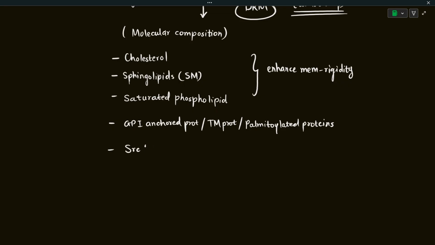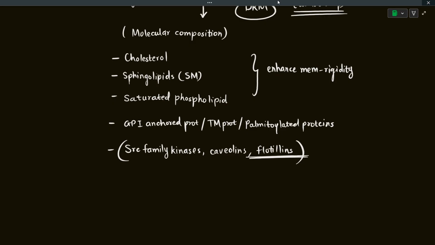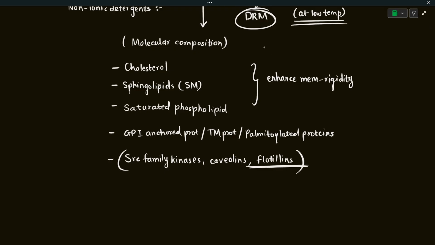So there are SRC family kinases, then there are caveolins, flotilins. Okay, flotilins. So those are the signaling molecules that are present in lipid rafts. So as I say, lipid rafts do have a certain composition, but this is not fixed.